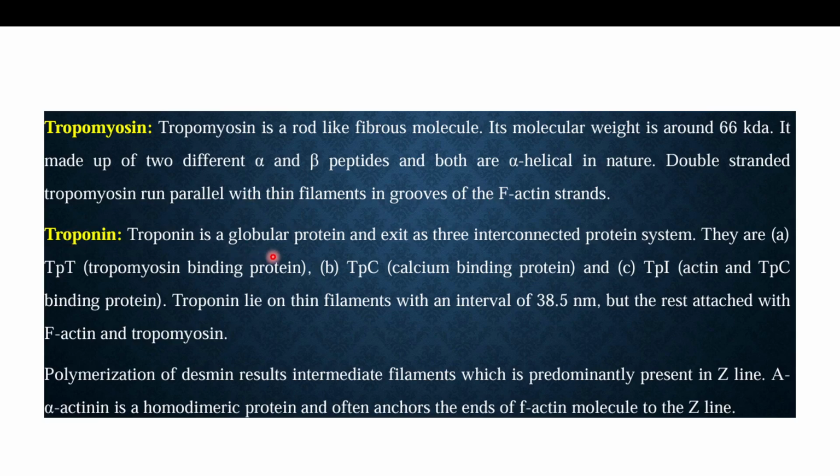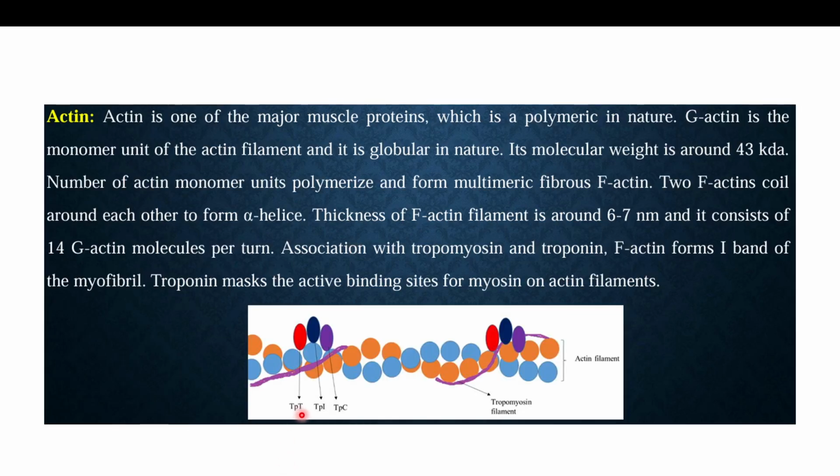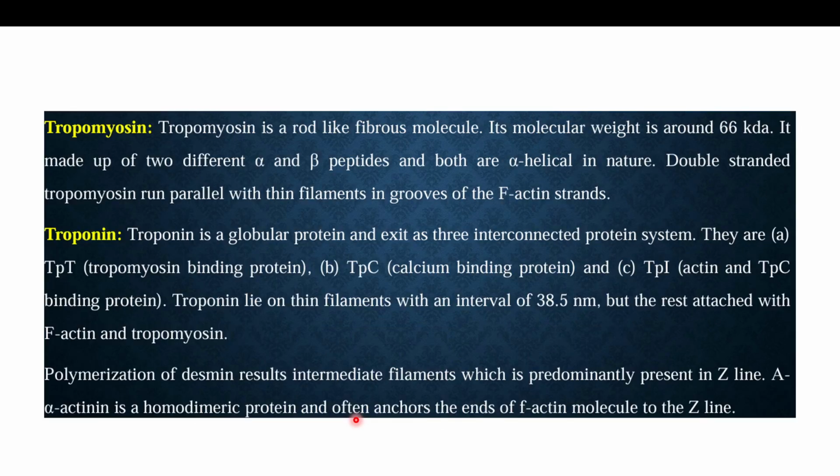Then there's troponin, which is a globular protein. It exists as a three-connected protein system: troponin T, troponin I, and troponin C. Troponin T is the tropomyosin binding protein, troponin C is the calcium binding protein, and troponin I is the actin binding protein. Troponin lies on thin filaments with an interval of 38.5 nanometers. The rest is attached with the F actin, the filamentous actin form, and the tropomyosin.